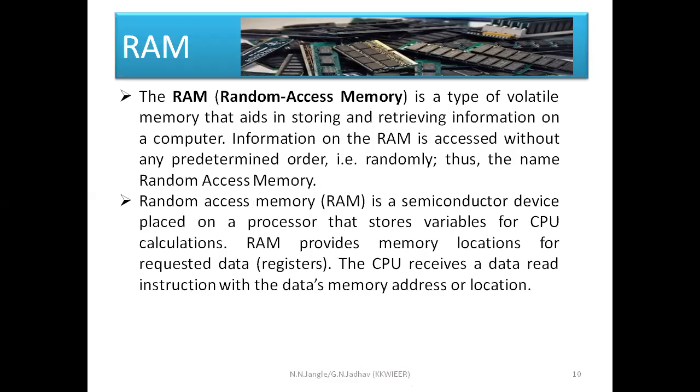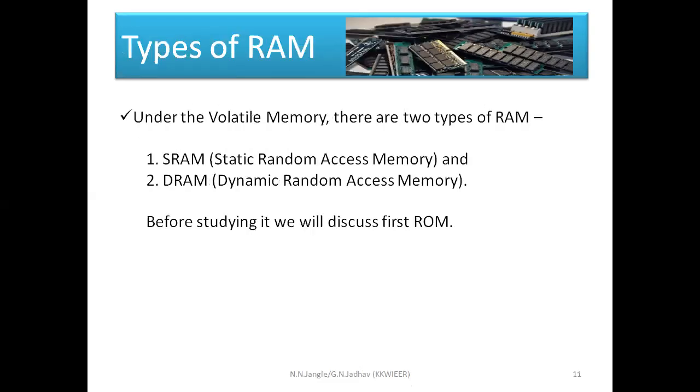Random access memory is a semiconductor device placed on a processor that stores variables for CPU calculations. RAM provides memory locations for requested data, that is registers. The CPU receives a data read instruction with the data's memory address or location. There are two types of RAM, SRAM and DRAM, that is static random access memory and dynamic random access memory. So before studying SRAM and DRAM, let us have a look at ROM.